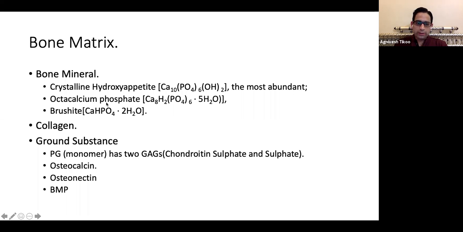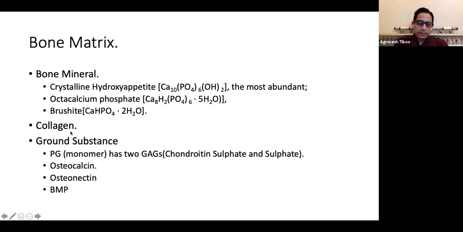Then there is octacalcium phosphate. When we say octacalcium, you automatically know it's going to be 8. Since the 10 is replaced by 8, you need something to replenish it, so hydrogen is there, and there is a bit of water content in it. Then there is brushite, which is basically calcium hydrogen phosphate, a dihydrate.